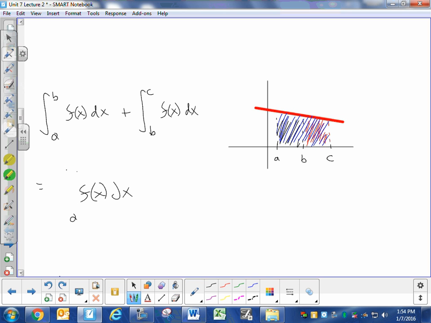Are you going backwards on the EDP one? Nope. A to b, b to c. Okay.